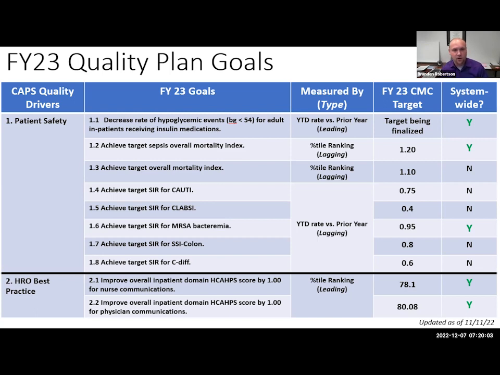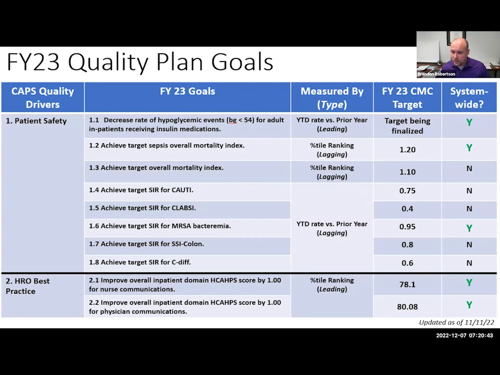So bear with me as we go through this, and I'll also look for any questions anyone has as we do. For the 2023 quality plan, many of the things that you just looked at and saw that we're reporting to U.S. News and World Report and Leapfrog and others are here. One of those is decreasing hypoglycemic events, blood sugar less than 54 for patients who are receiving insulin. We're looking at the previous years and finalizing dates on that, the reason being CMS changed their metrics. They actually changed it for next year, so we're staying ahead of that and updating our target.